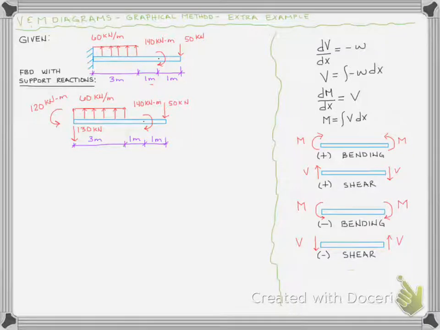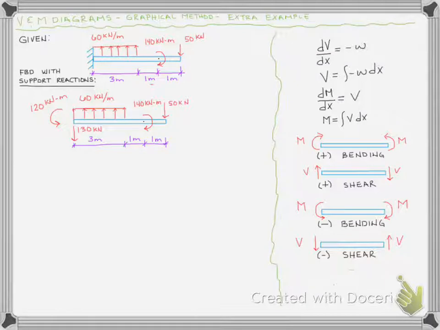Hi everybody, welcome to our extra example for drawing shear and moment diagrams using the graphical method. This example was included because it has a beam with an externally applied moment, and we want to see how that affects the moment diagram. Further, because it's fixed, at the end there'll also be an externally applied moment that is a support reaction that comes when we do the statics.